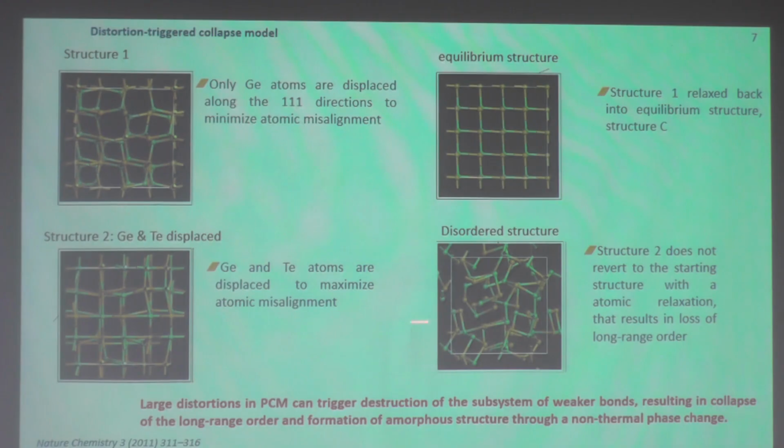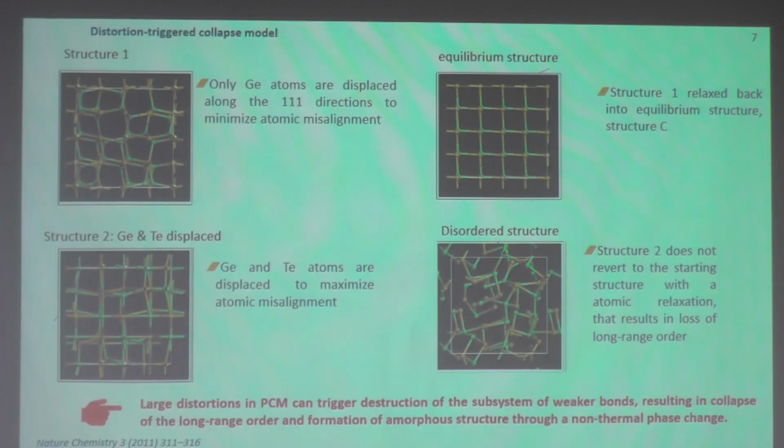This mechanism can also be considered a non-thermal phase change, and it suggests that, if you can somehow make it possible by experiments, you can transform from the ordered to the disordered structure simply by distorting the germanium and tellurium atoms, both of them.